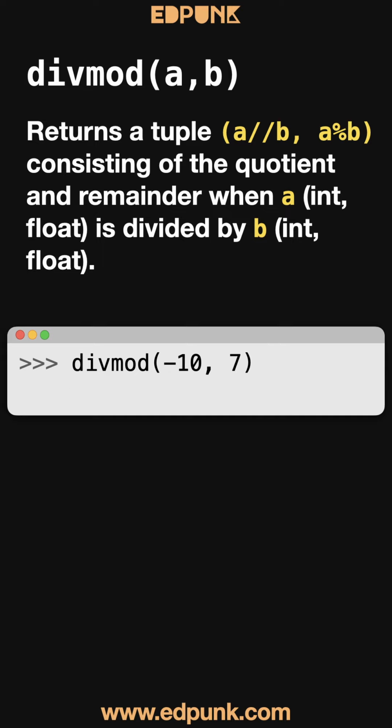Let us take another example. Divmod -10, 7 returns a tuple -2, 4 as -14 is the closest multiple of 7, which yields a positive remainder, that is 4.